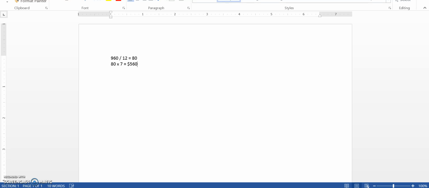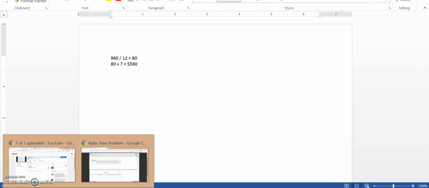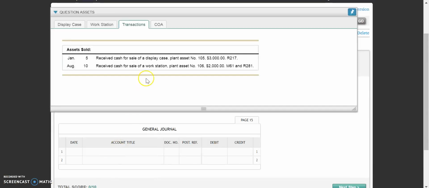Hopefully that is making sense, and if not, be sure to give a holler because we want to make sure that you're understanding where these numbers are coming from. So we have to journalize the $560 for that partial year that we did actually use our workstation.